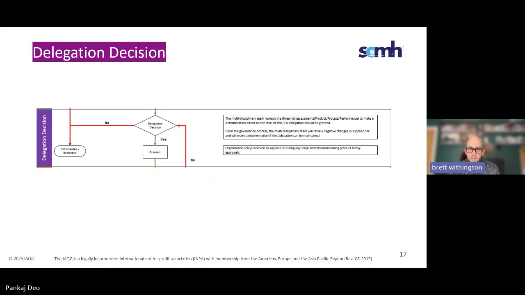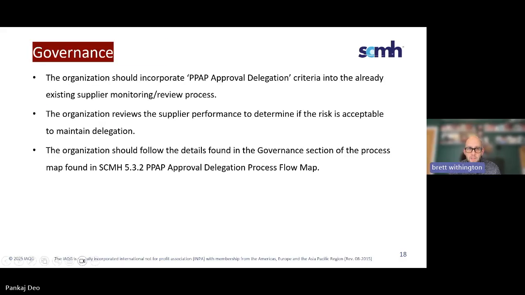Again, really simple process map, yes or no. And if it's no, you go back around the loop and go through those activities to be able to give that delegation or to ultimately decline it permanently. Okay, next slide, please. So the governance.